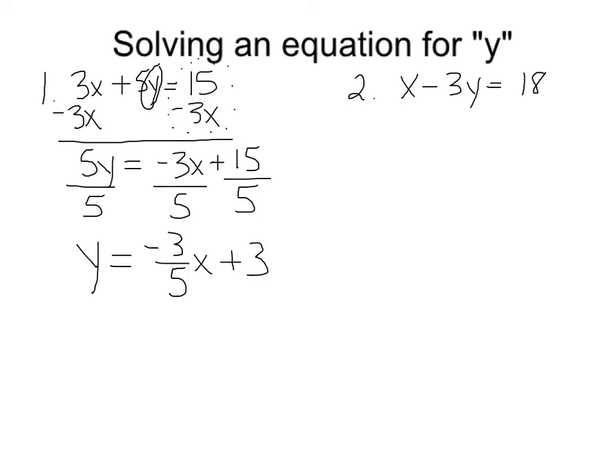So this would be my equation in slope-intercept form. My slope would be negative 3/5, and my y-intercept would be the point 0, 3. That's what the plus 3 at the end stands for. Let's take a look at the second one.